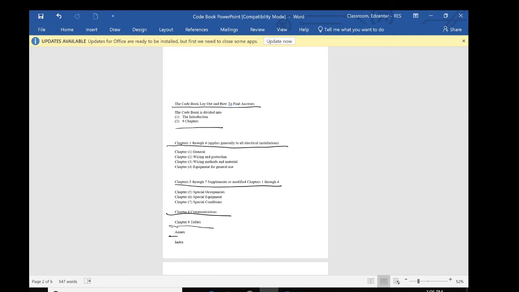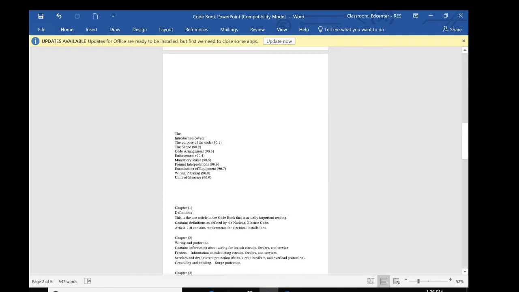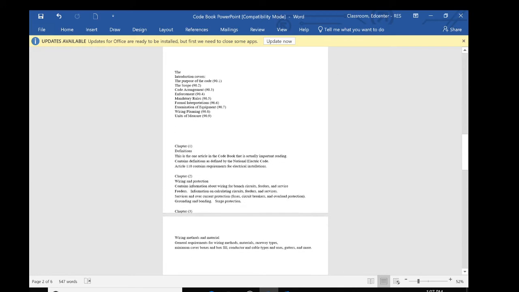Then last, you have the index. Index we're going to use quite a bit because the way we're going to find things in the code, the procedure we're going to use is we're going to look for keywords. We're going to look in the index for these keywords, try to find these keywords, and that's going to send us back in the code book to where we would need to be and get the answers that we're looking for.